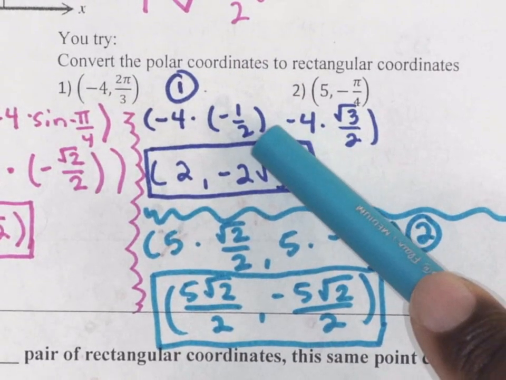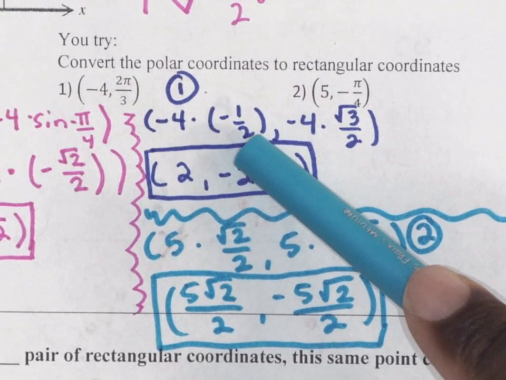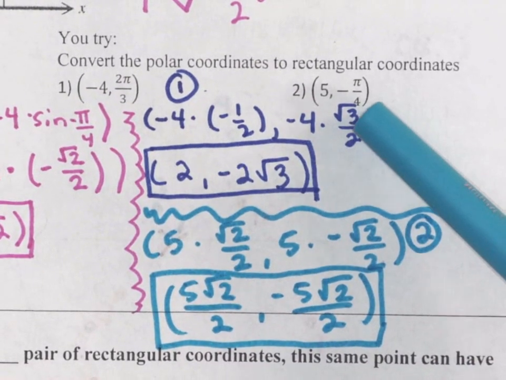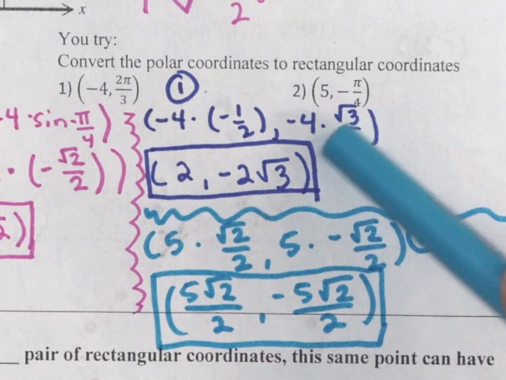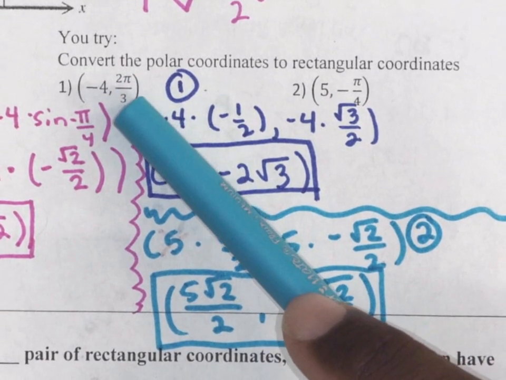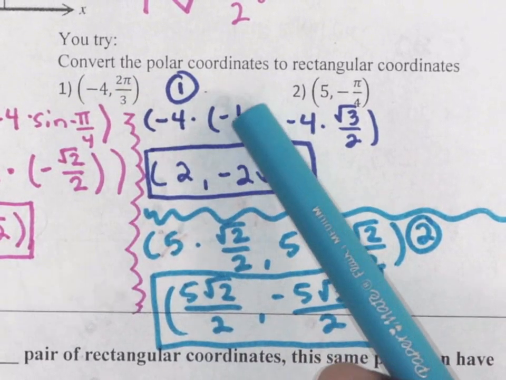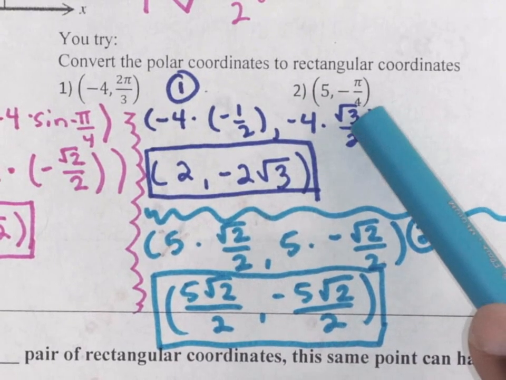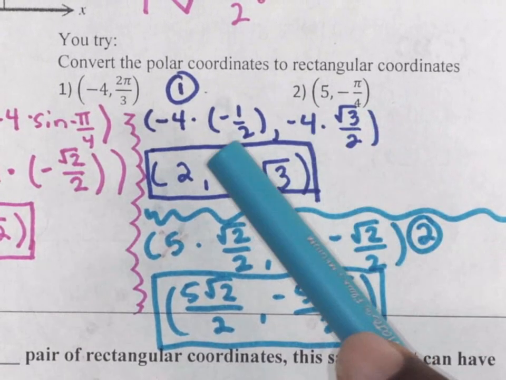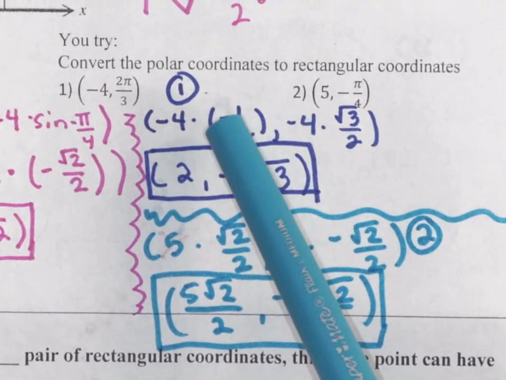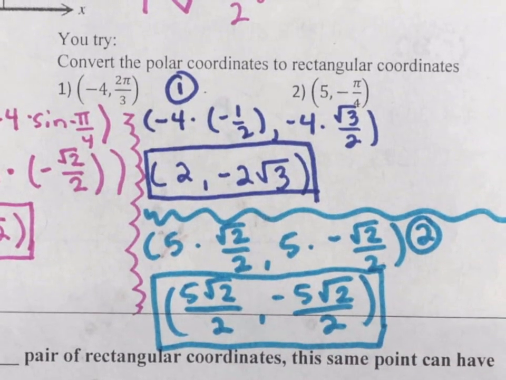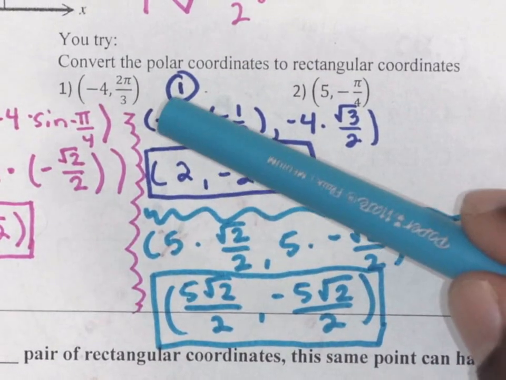All right, so this is cosine of 2 pi over 3. This is sine of 2 pi over 3. The reference angle would be 60 degrees since it's over 3. At 60, cosine is 1/2, sine is root 3 over 2. Since it's in the second quadrant, I chose the negative option for the cosine value. And then from there, I just simplified it.